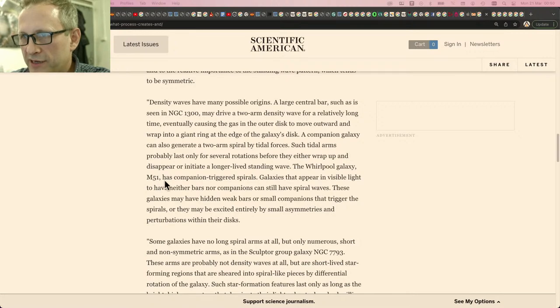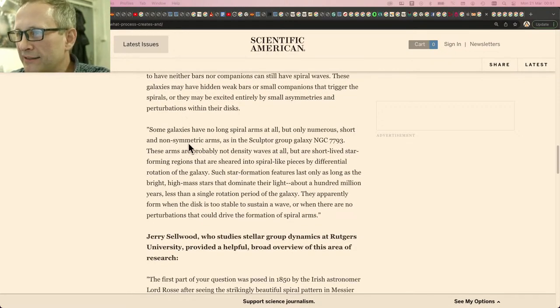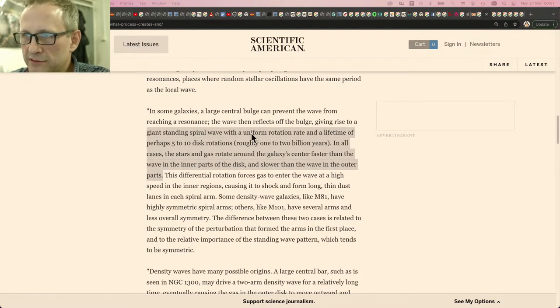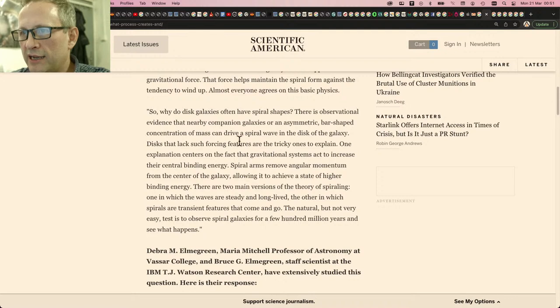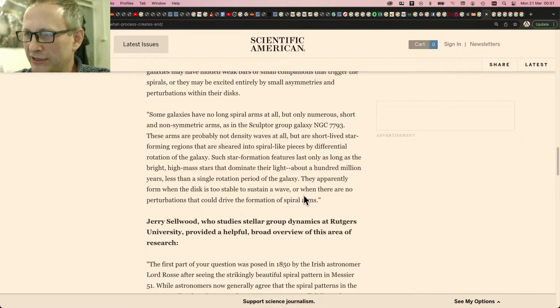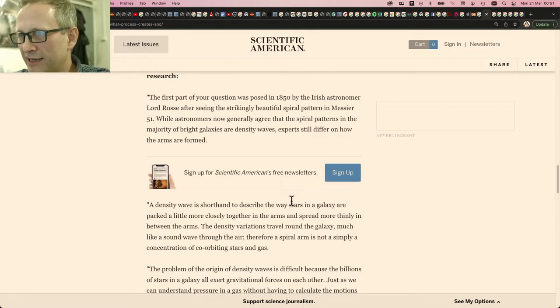The Whirlpool galaxy, M51, has companion-triggered spirals. Galaxies that appear in visible light to have neither bars nor companions can still have spiral waves. These galaxies may have hidden weak bars or small companions that trigger the spirals, or they may be excited entirely by small asymmetries and perturbations. So basically, there could be some other things in here that I spotted the other day, but I think the most important one for me is the resonance, the reflection off the bulge, the standing spiral wave, and the fact that it leads to an increase in binding energy in the central region. And this is exactly what the data was showing me for years was happening in our experiments. And here I read just over a day ago that theories about how galaxies work are pointing to the same kind of phenomena. Okay.